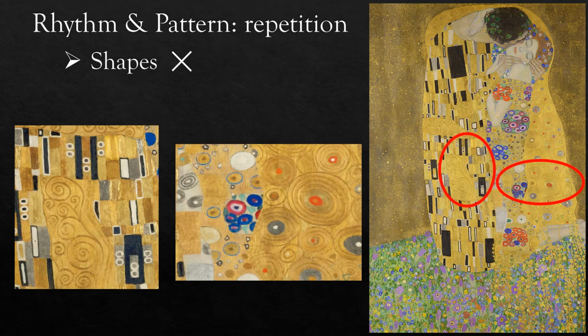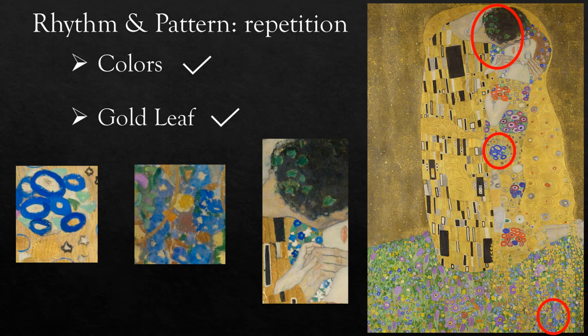So I could very much be wrong when I say this, but I do believe there is rhythm in The Kiss. Now, the shapes do not create rhythm because they are not repeating outside of their domain. The colors and the gold leaf freely touch all edges of the canvas, and they do repeat. Rhythm is created by repeating colors found in the woman's dress and in the flower bed. This connects the woman to the flowers, physically and metaphorically.